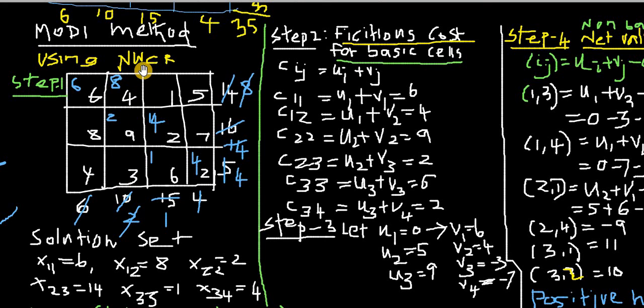So now what takes place? This is satisfied, this is satisfied, this is over. The remaining cells are these 4 cells. Among these 4 cells, this is the northwest corner cell, so we have to assign here now. The total availability is 14 products from the second production center, and the demand in this third destination is 15.